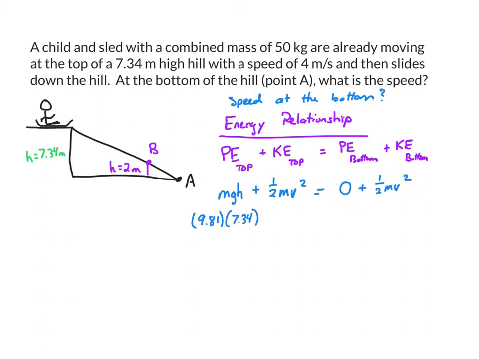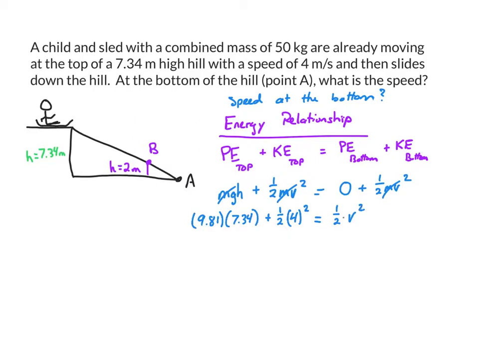Looking at the initial potential energy, we'll use the height of the hill, 7.34 meters. Because mass shows up on both sides, we can just cancel the mass. So even though it gives us the mass is 50 kilograms, you can use it or not, you're going to end up with the same answer either way.